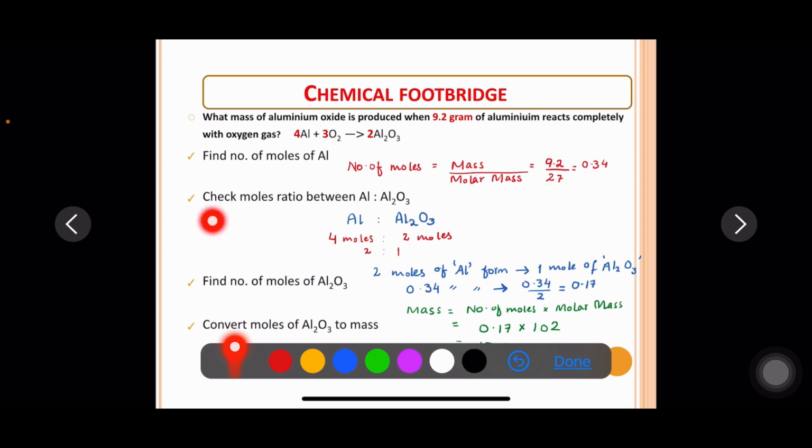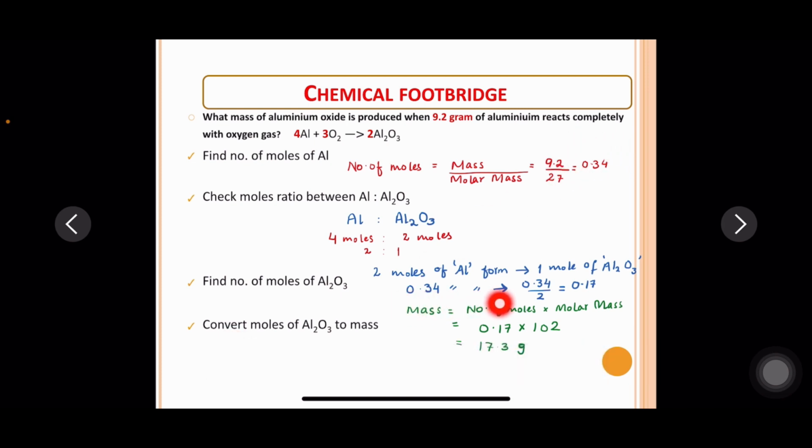Second step is to check the moles ratio between aluminium and aluminium oxide. Here you can see that 4 moles of aluminium forms 2 moles of aluminium oxide. So the ratio is 4:2, it means 2:1. So if 2 moles of aluminium forms 1 mole of aluminium oxide, then 0.34 moles of aluminium form half the moles. 0.34 divided by 2 is 0.17.